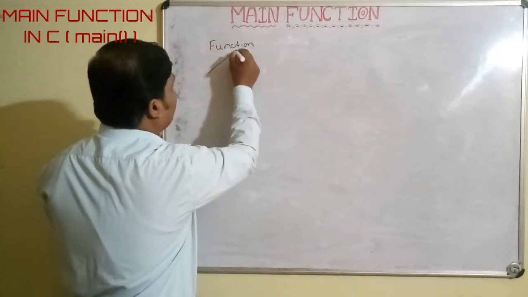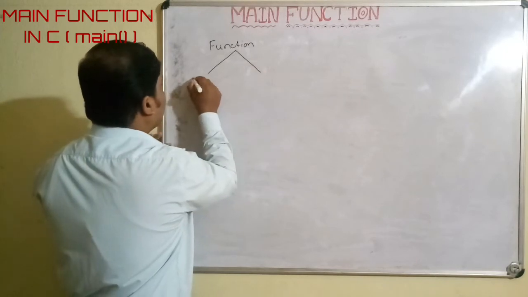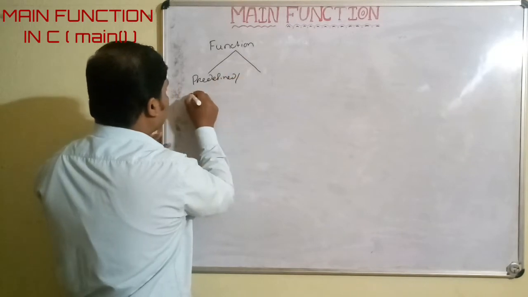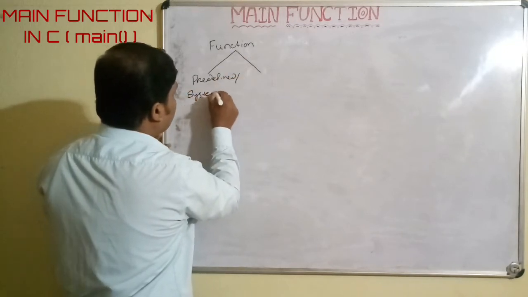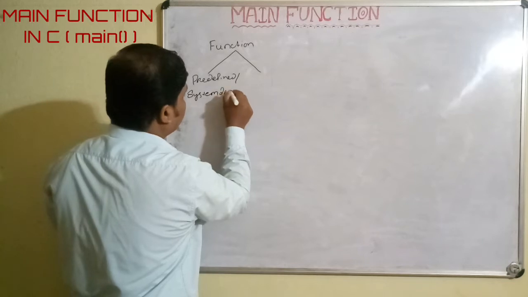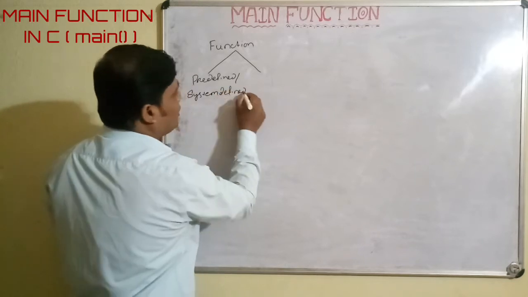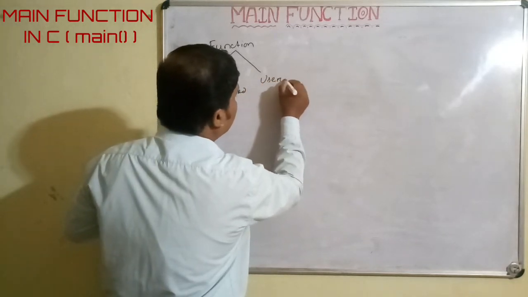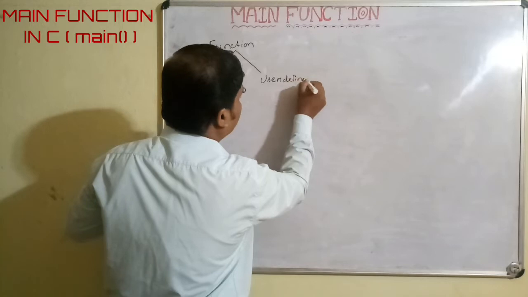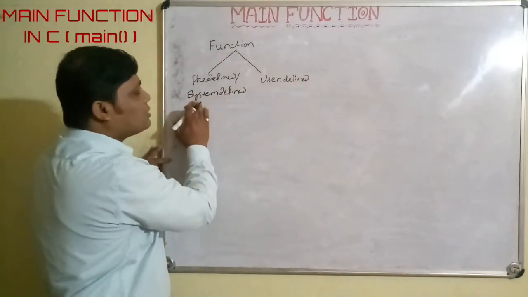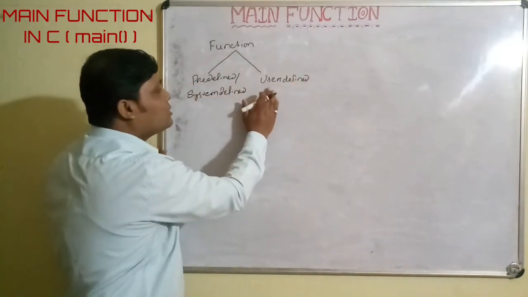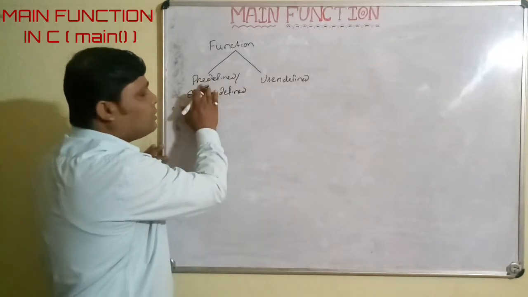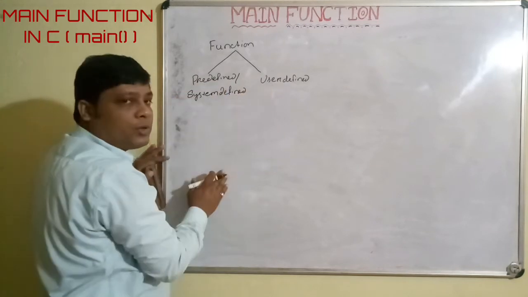Function is generally of two types, that is predefined or system defined, and another one is user defined. One is predefined function or system defined function. Another one is user defined function. What is predefined and what is user defined function?